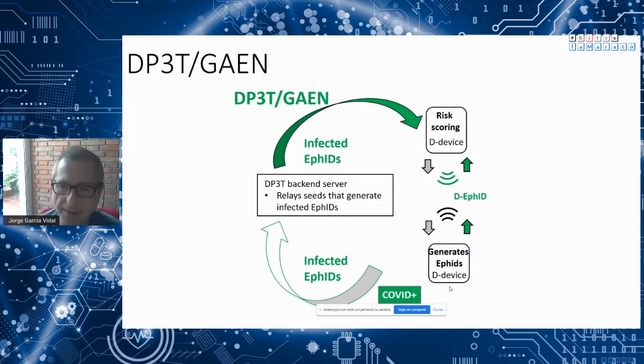And when one user has a positive COVID test, it relays to the backend server all the EBIDs that the user that has been infected has broadcasted. And so the server distributes to all the other users those infected EBIDs. And all the devices compare the received EBIDs with this list. And if there is a match, this means that they have been in contact with a person that has been infected, meaning that they can run the risk scoring algorithm.